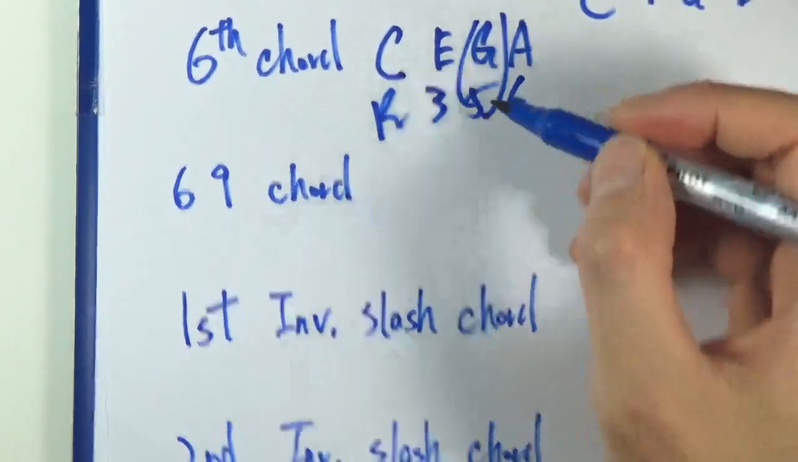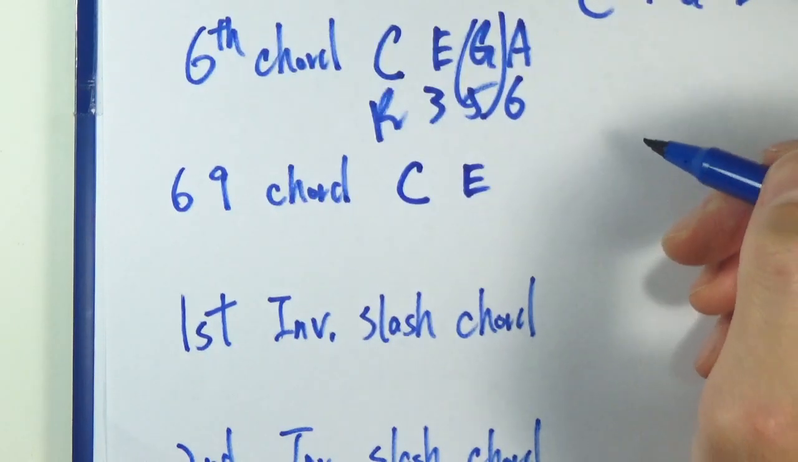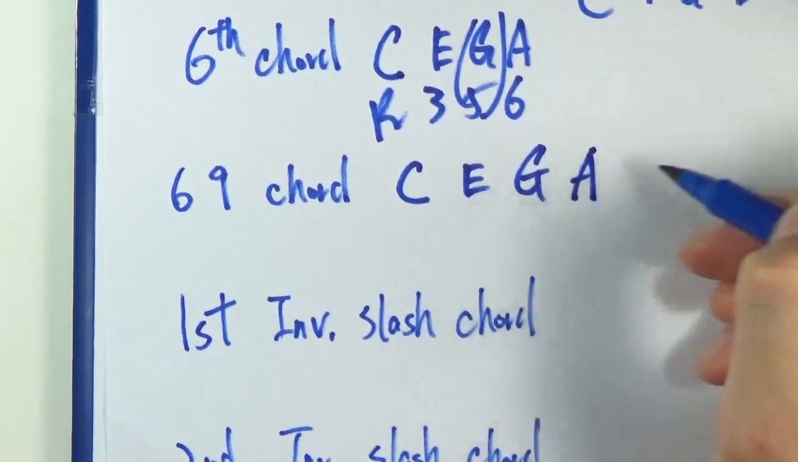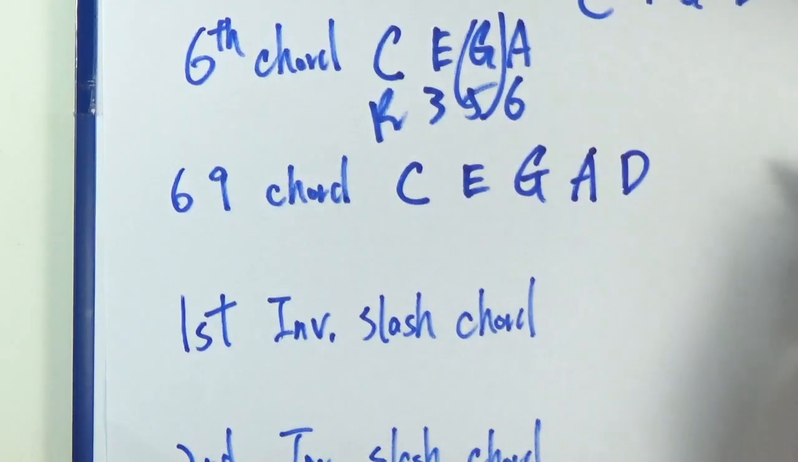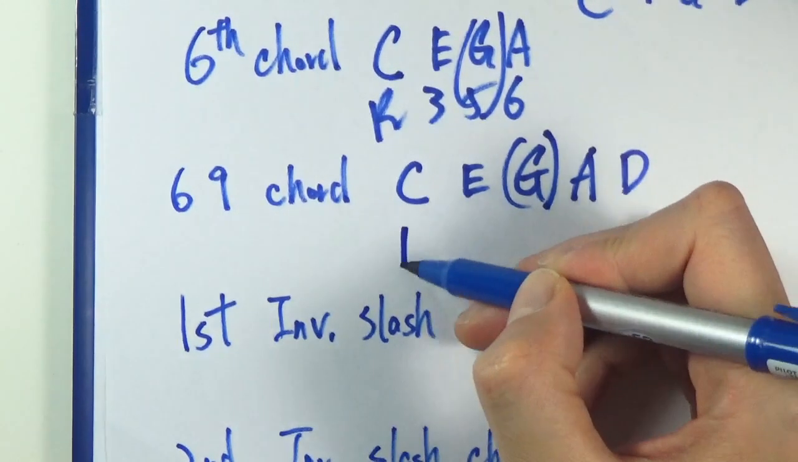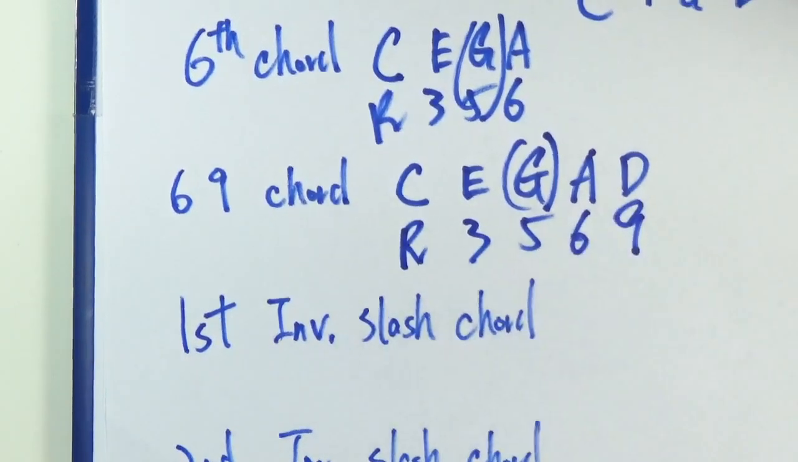Six-nine: basically, you add 6 and 9. All right. So the sixth here would be an A, and then the ninth, a D. Again, sometimes you can leave out the fifth here. All right. So the intervals would be root, third, fifth, sixth, ninth.